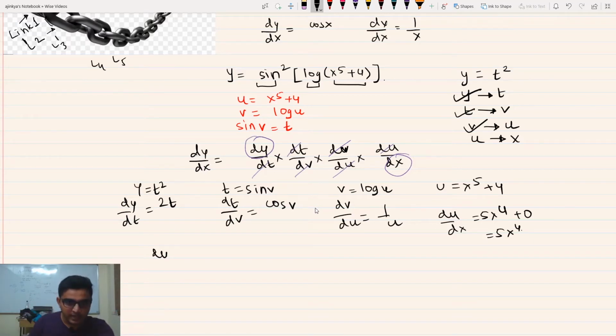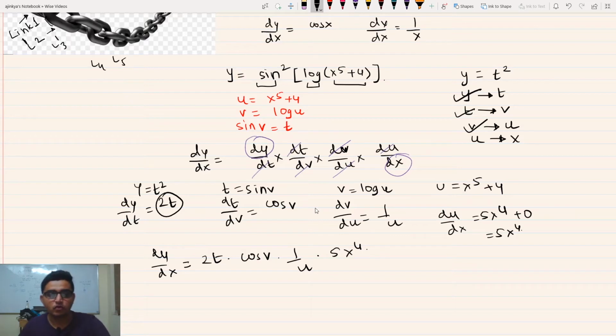So dy upon dx will be 2t times cos of v times 1 upon u times 5x raised to 4.